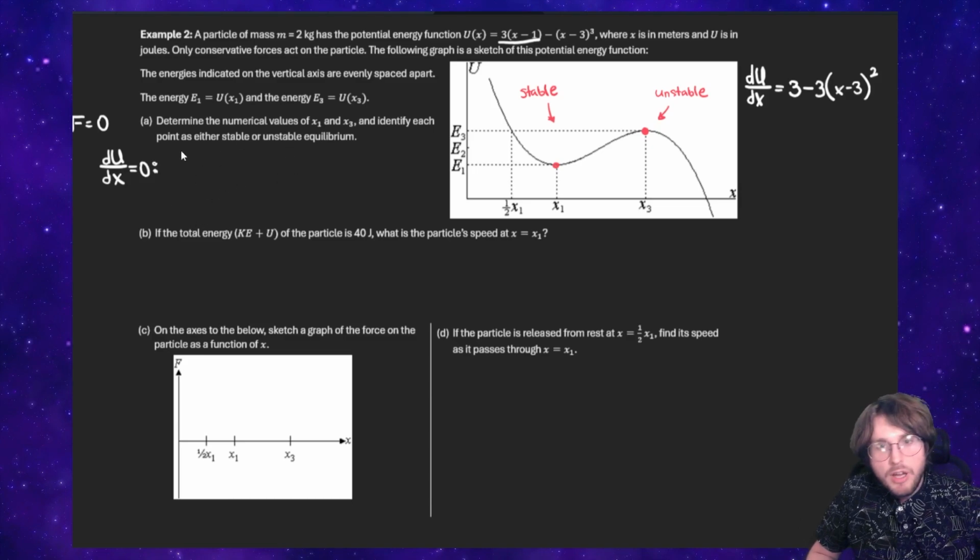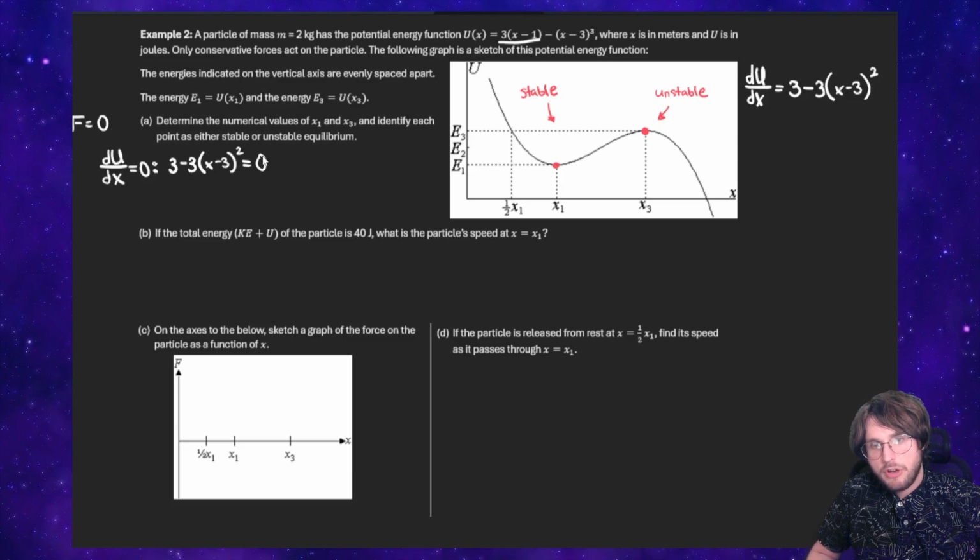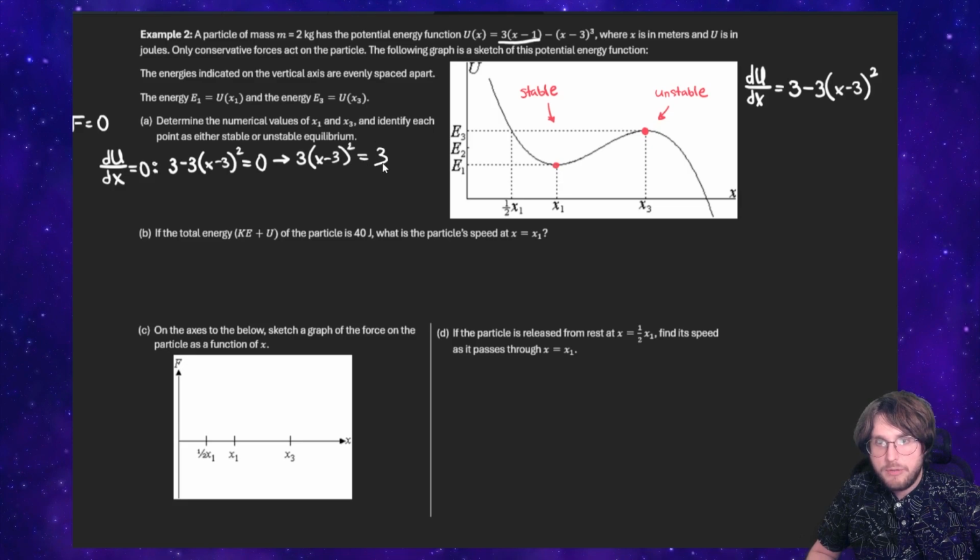So now over here, we're just going to write that out again. We're going to say 3 minus 3 times (x minus 3) squared must equal 0 if we're looking for x1 and x2. Now here, we can move 3 times (x minus 3) squared over to the other side, just so we get rid of any negatives. And we'll end up with 3 times (x minus 3) squared equals 3, effectively.